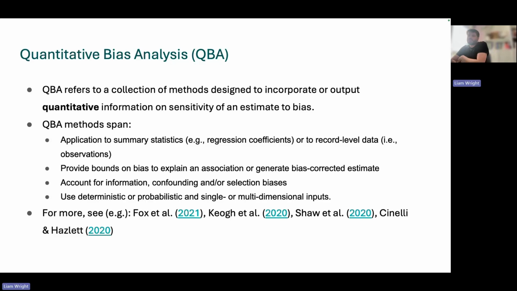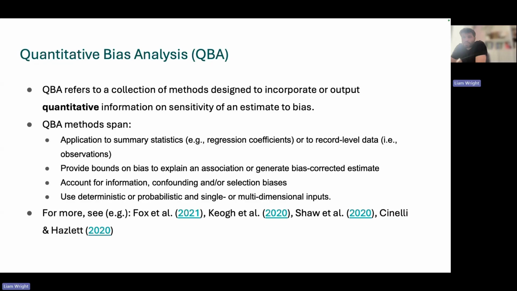Well, it's not just one method. It's really a collection of methods that are designed to incorporate or output quantitative information on the sensitivity of an analysis, of an estimate rather, to bias. So the clue is in the name. You are using or obtaining quantitative information on how important bias is in practice.